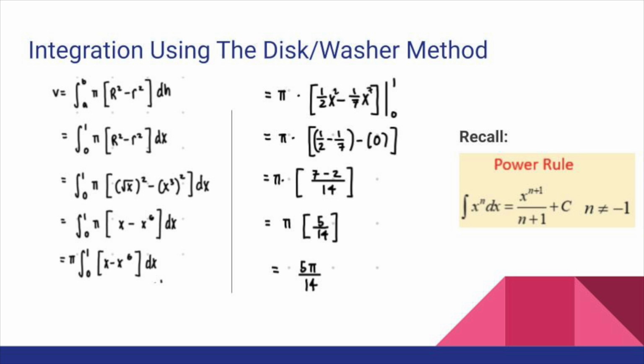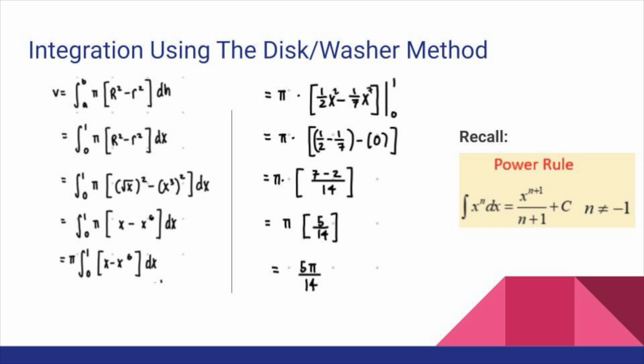When we substitute in 0 for x, we will get 0. Hence, we will get 1/2 minus 1/7 minus 0. Now, the least common denominator will be 14. We will therefore get 7 minus 2 over 14, which gives us 5/14.